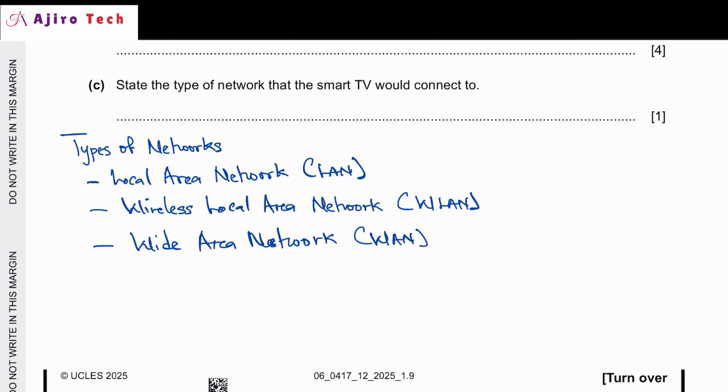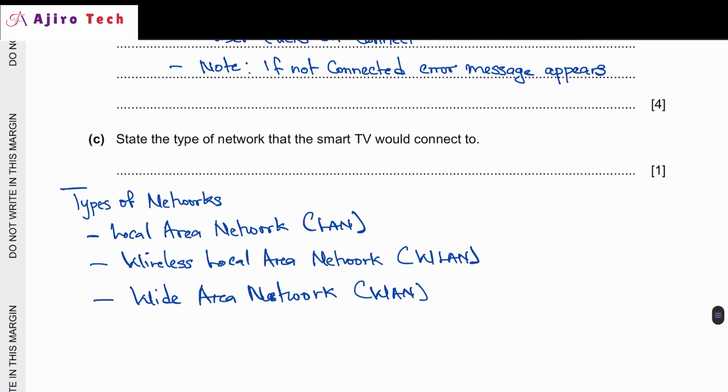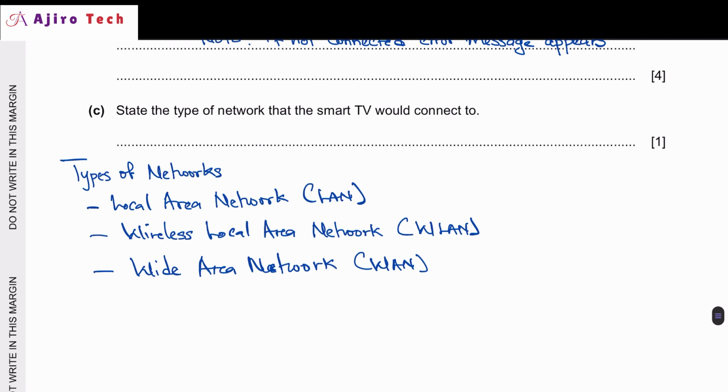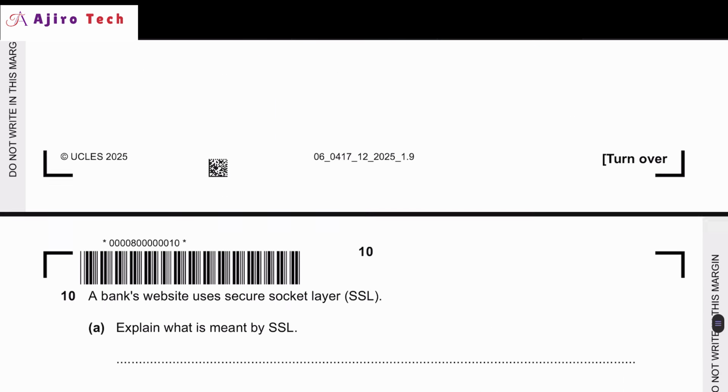Okay. State the type of network that the smart TV would connect to. Let me know in the comment section. Which is the answer? If you said the wireless local area network, that is correct. Why? Because it makes use of what? Wi-Fi. There's no wire. Okay.